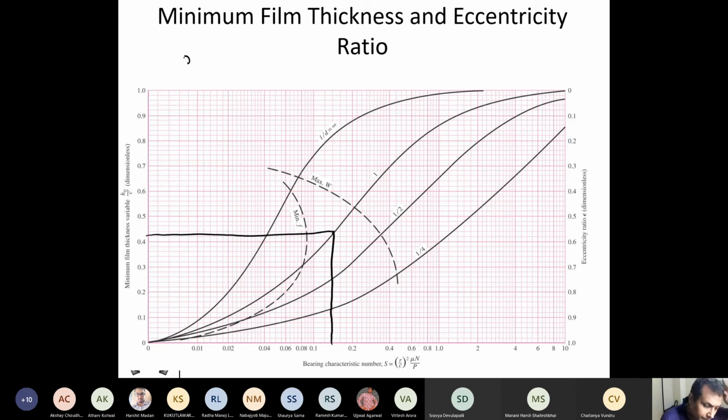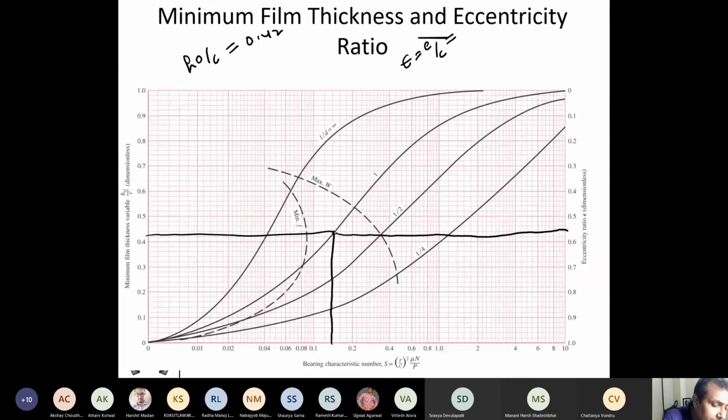So H naught by C will be something like 0.42 or something. Right? H naught by C is 0.42. And then let's go ahead and look at eccentricities. The eccentricity we get is roughly 0.58. So the eccentricity ratio epsilon is equal to E by C. E by C is equal to 0.58.